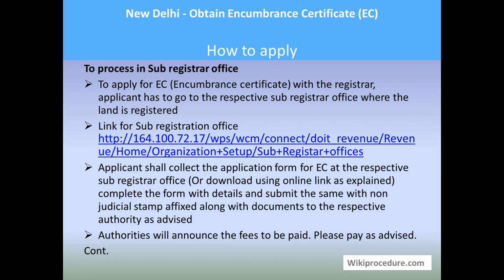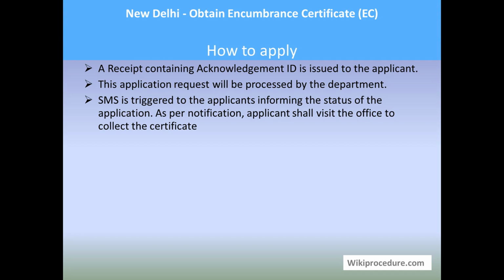Affix a non-judicial stamp as advised by the authorities, attach all the documents and submit it to an authorized authority, who will in turn check the details and the documents. If everything is in place, he will advise the fees for this procedure. The applicant has to go to the respective counter, make the payment as advised, and in turn he will get a receipt containing an acknowledgement ID, which he needs to keep safe for future reference.